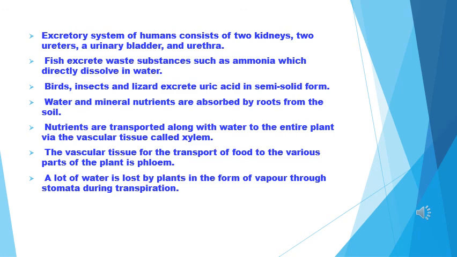Water and mineral nutrients are absorbed by roots from the soil. Nutrients are transported along with water to the entire plant with the help of vascular tissue called xylem. The vascular tissue for the transport of food to various parts of the plant is phloem. A lot of water is lost by the plants in the form of vapor through stomata, and this is called transpiration.